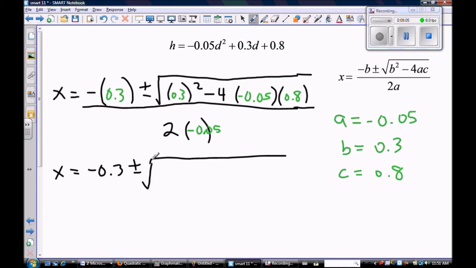Okay, so in your calculator, 0.3 squared is 0.09. I was right. I knew I was right. Now, then I'm going to do negative 4 times negative 0.05 times 0.8. So first of all, a negative times a negative is going to make this a positive. And then again in my calculator, 4 times 0.05 times 0.8 gives me 0.16. And in the denominator, I have 2 times negative 0.05, so that's negative 0.1.